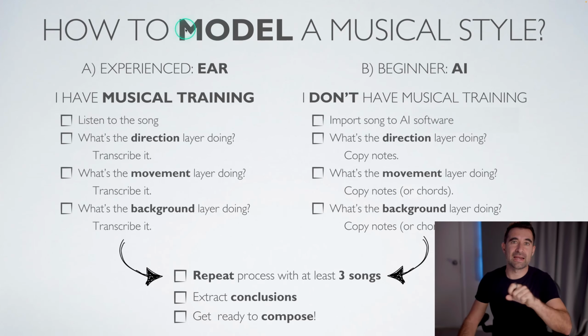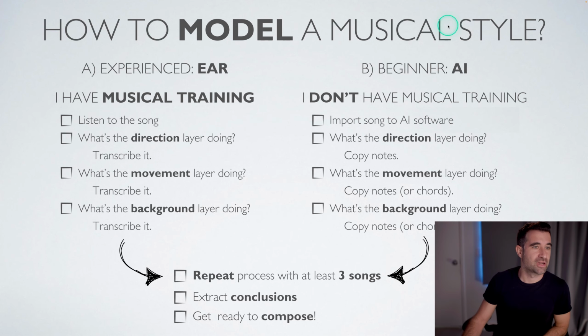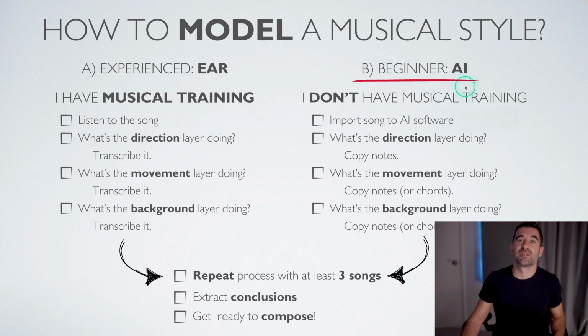All right, so this is the checklist on how to model a musical style. If you're experienced, we're going to do this by ear, if you've got musical experience. If you are a beginner, we're going to use AI. We're going to do this process 3 times, 2 using AI and 1 using our ear. For this exercise, we're going to be modeling a love cue, music that sounds like positive emotions, love.